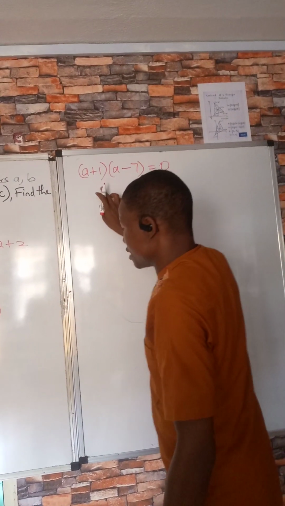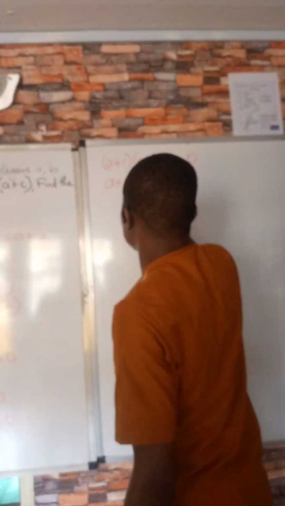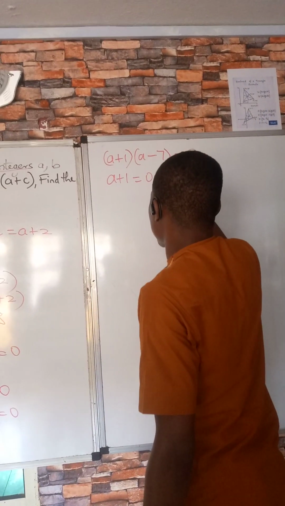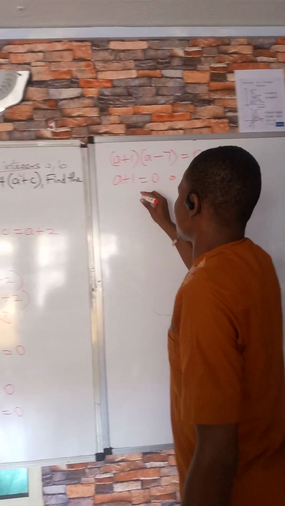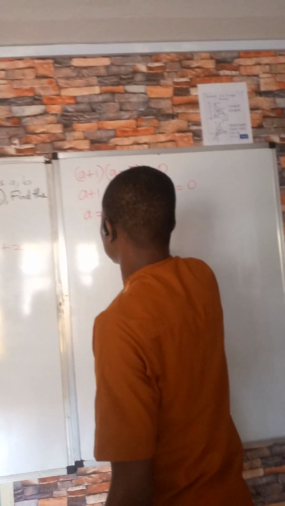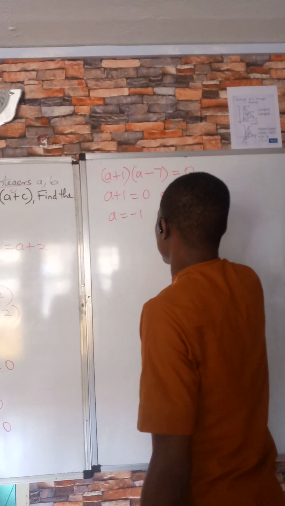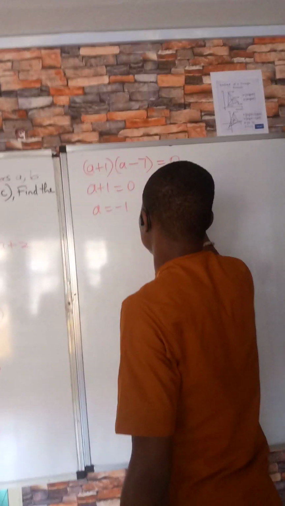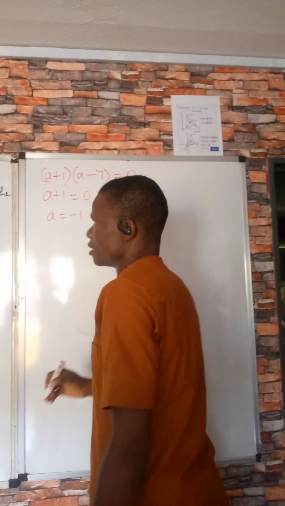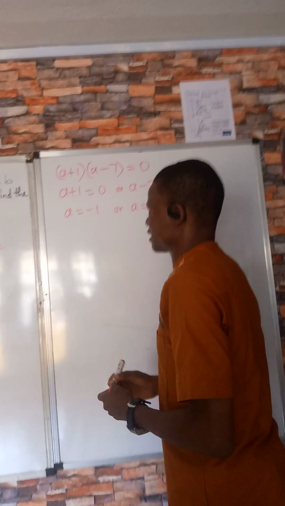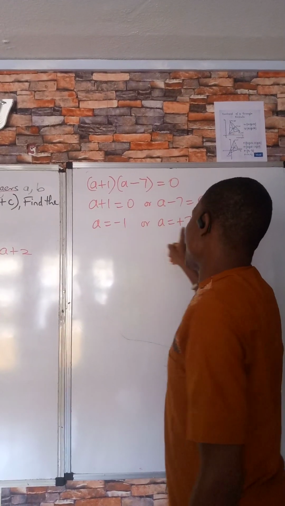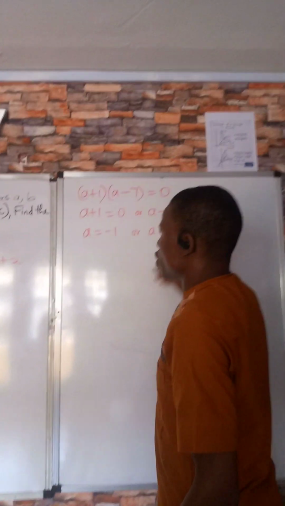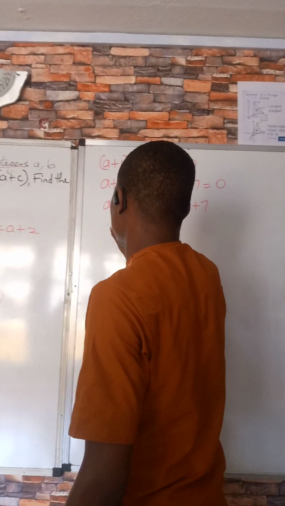Now having done this, we can now say a plus 1 equal to 0, or a minus 7 equal to 0. Solving this down, we have a equal to minus 1, or a is equal to plus 7. Now since we are dealing with positive integers, I'm not going to be using this. Rather, I'm going to be using this. Okay, so that's how we should look for the value of c.